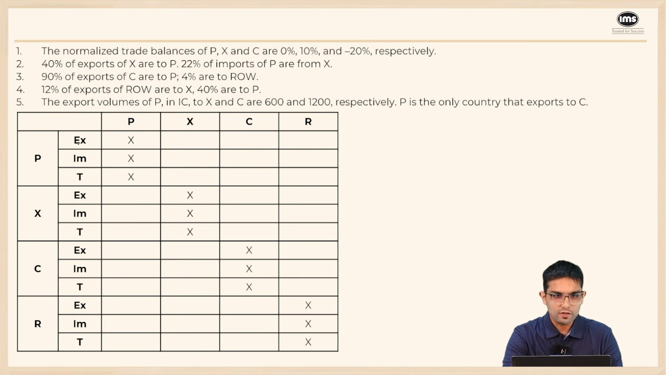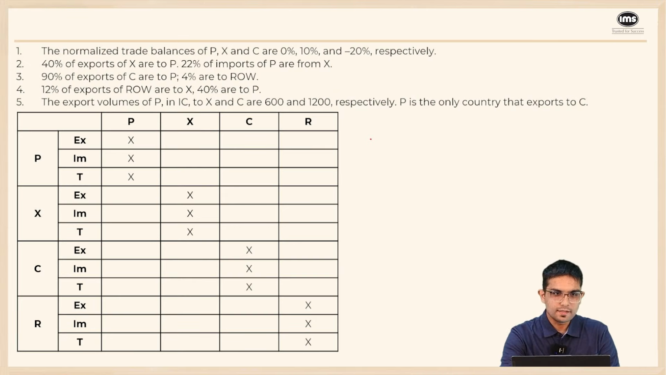So P would have exported something to X, to C and to rest of the world, imported from X, C and rest of the world. So the import of P from X will be equal to export of X to P. So this number and this number basically will be same. That is something that we need to know and then we can go further.